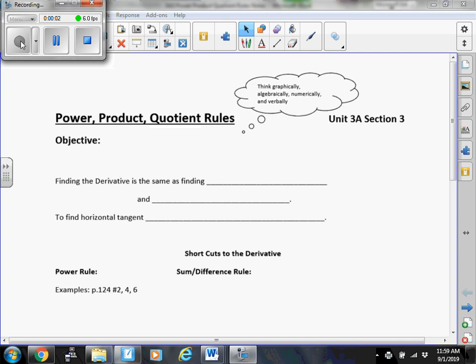All right, all right, all right. Finally, we get to get off this whole notion of the derivative by definition, where you have to do the limit as h approaches 0 of f(x + h) blah, blah, blah. We finally get to learn some shortcuts.